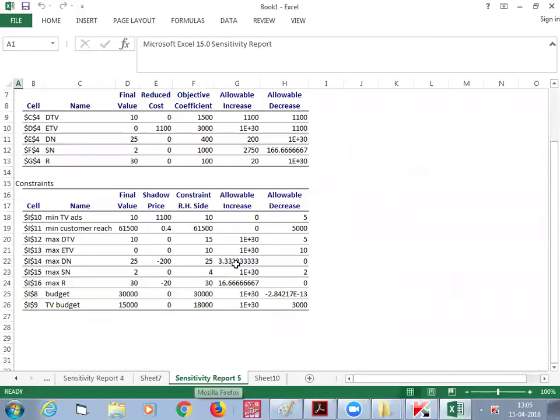And now we can try to look at the dual values here versus the dual values there. So, daily newspaper ads can reduce our cost by 200, and radio can reduce our cost by 20, and TV ads are increasing our cost by 1,100. We can reduce them, so we can reduce the requirement of 10 TV ads by 5 actually. Here it's showing that we can reduce it by 5 and still get 61,500 customers.